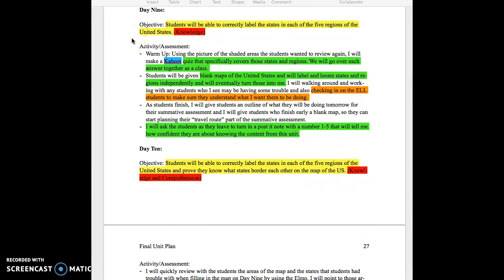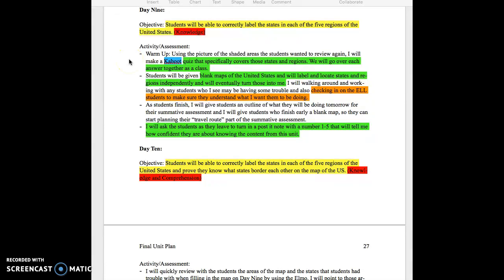So the objective for day 9, the day before the summative assessment, is that students will be able to correctly label the states in each of the 5 regions of the US. That's just going to be knowledge, and that's almost explicitly exactly what the standard is asking you to do. So I do really want them to prepare for that, because that's what they need to know going into the summative assessment. That's what I'm going to be testing them for. That's what I'm going to be looking for.